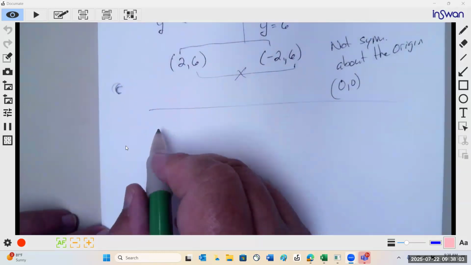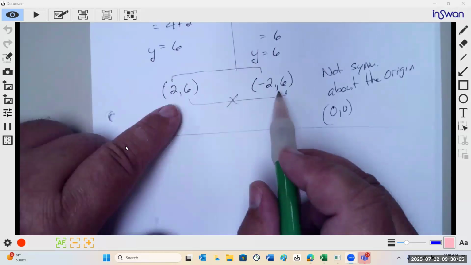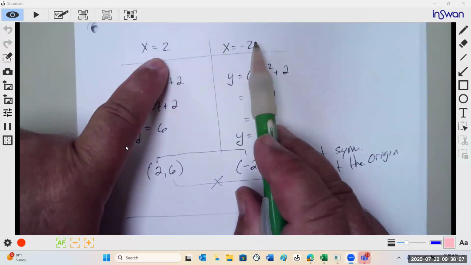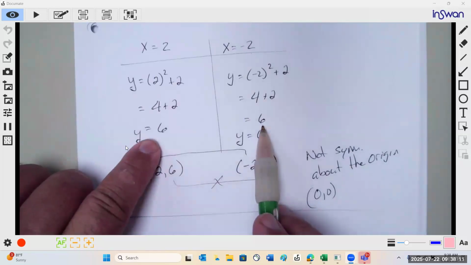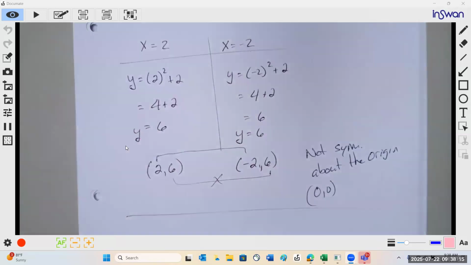So it's only symmetric if the signs change. So I put 2, I plug in -2. I get y's. The only thing changed is the sign. The answer should be the same number, but different signs. So the origin is tricky that way because you have to make sure when you finish everything, it's just the signs that change.